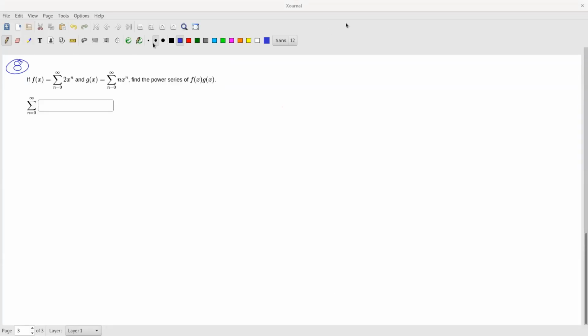So this is a case where I'm going to multiply these two functions in series together. To do that, I'm just going to list out what the terms are. So what does f look like? I'm going to put a parentheses here for f. If n is 0, 2 times x to the 0 is 2. Then 2 times x to the 1 is just 2x. And there's going to be a plus 2x squared, 2x cubed, and so on.